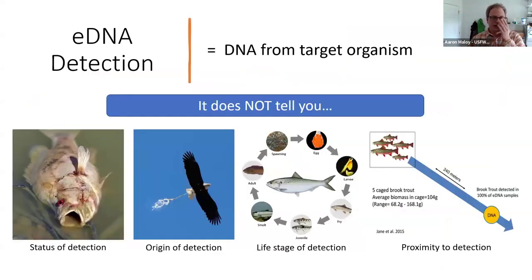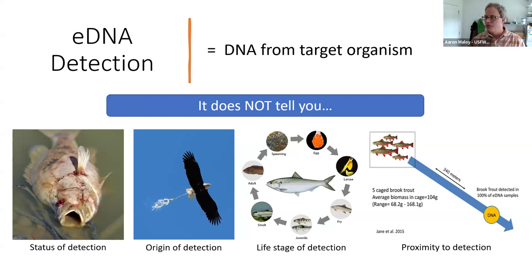Keeping with that theme of a water sample, what does that eDNA detection mean? And it really boils down to something really simple. The eDNA detection is confirming that the DNA of the target organism was in your sample. That's it. It doesn't tell us a lot of other things. It tells us presence, absence of DNA in that sample. It doesn't necessarily tell us about the status of that detection.